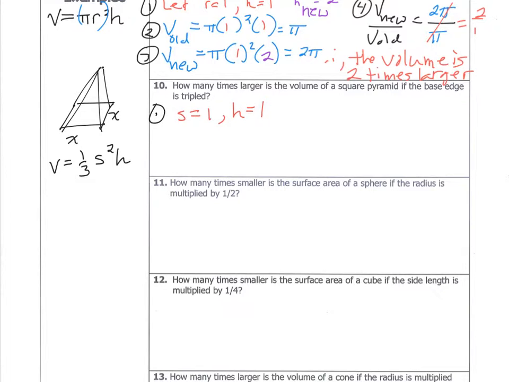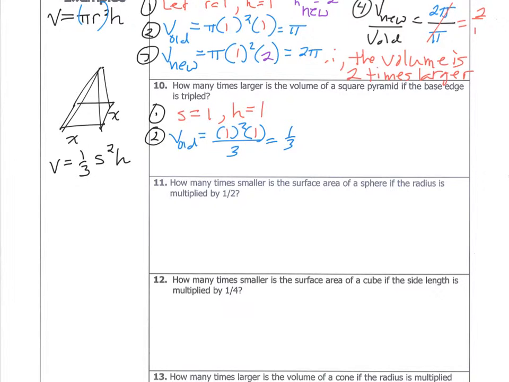So then let's find the old volume. Step 2, the old volume is equal to S, which is 1 squared, times H, which is 1, all divided by 3. So what's 1 squared times 1 divided by 3? It comes out to be 1/3 units cubed, whatever it might be.